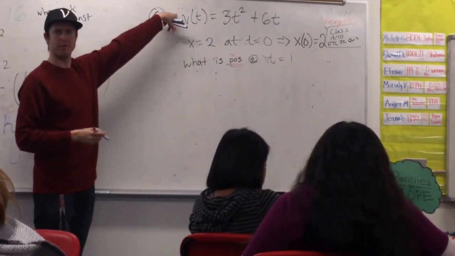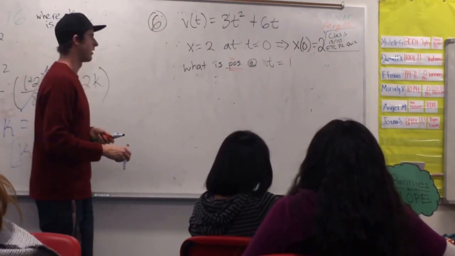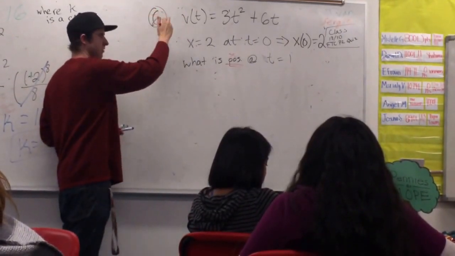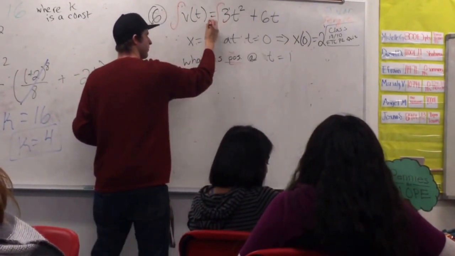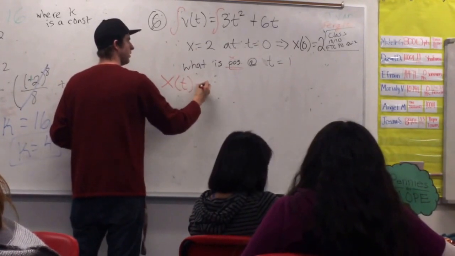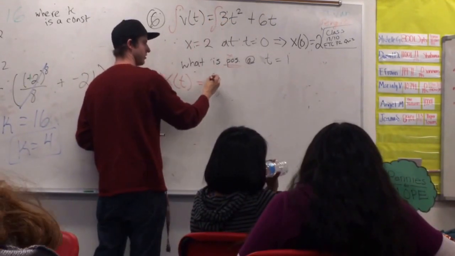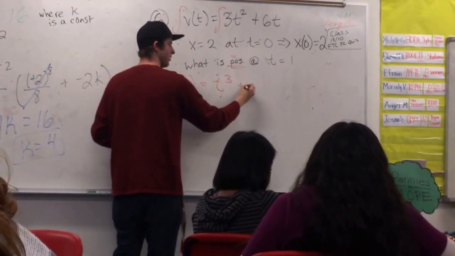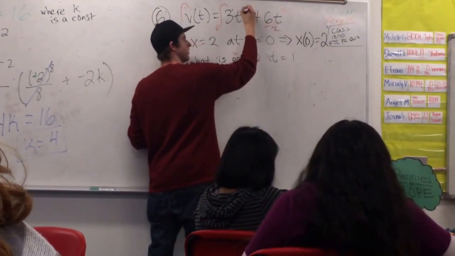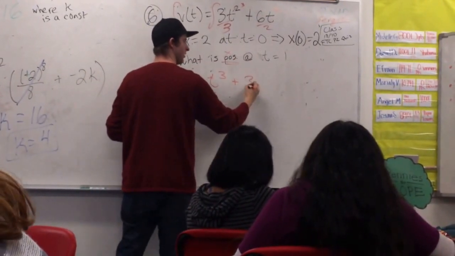Well, we have a formula for v. How are we going to get it to x? We take the integral. If I wanted to get to acceleration, I do the derivative. And to get to position, I do the integral. So I do the integral of both sides. When I do the integral of v, it gets me to x. And then the integral of 3t squared becomes 3t cubed over 3, or just t cubed. Plus the integral of 6t is like 6t squared over 2, which would become 3t squared.